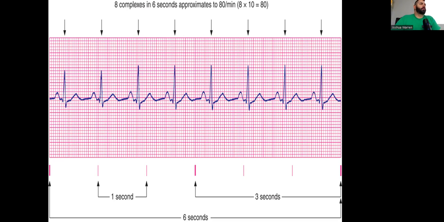How many big boxes does it take to make a 6-second strip? 30. If you ever get stuck, do that. I'm at the point now where I can just kind of eyeball and know where 6 seconds is at. But if I get lost, there's bold lines. I can count 1 second or 3 seconds, or I can just count 30 boxes and have a 6-second strip.